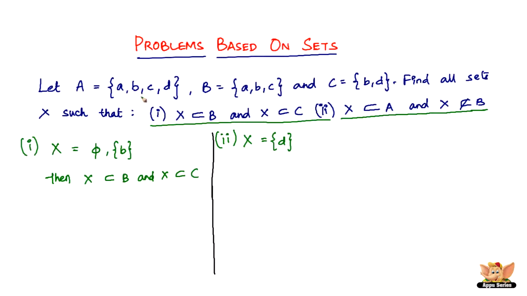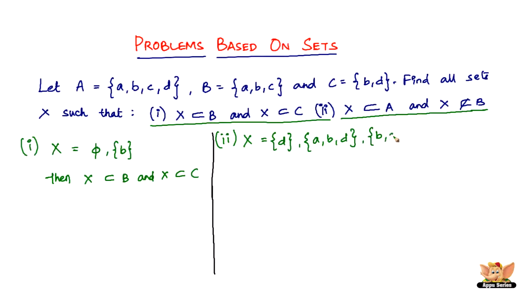So X will be a subset of A but not a subset of B. At the same time, it can be {a, b, d}, right? Because as a set, this does not belong to B. Although a and b belong to B, the whole thing doesn't belong to B. So therefore, in this case, X is a subset of A but not a subset of B because there is one extra term d here.